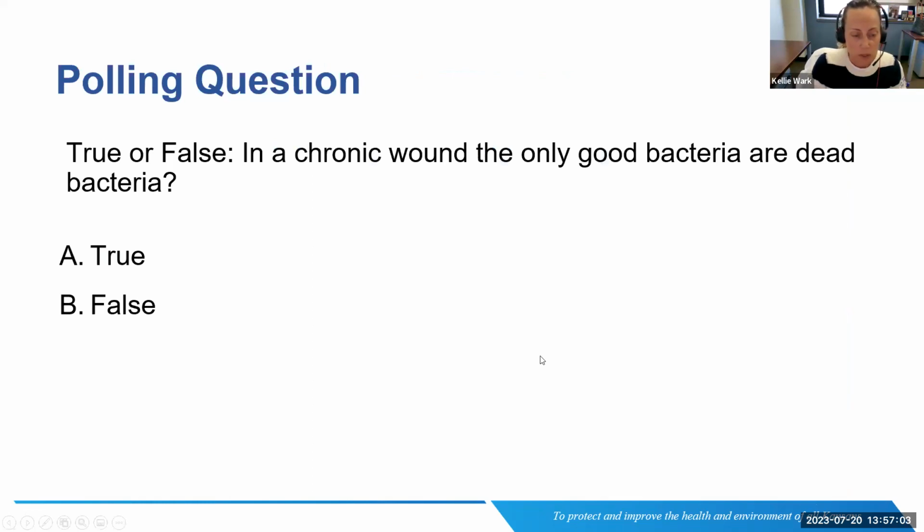And next, we'll talk about some of the colonization versus infection. True or false? In a chronic wound, the only good bacteria are dead bacteria. Is that a true statement or false?